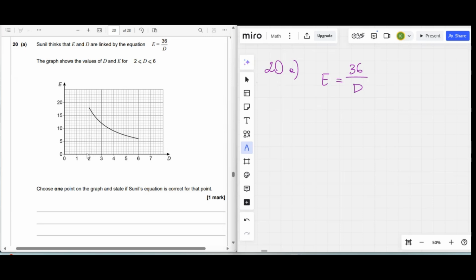Maybe this one for 2. If D is 2, E is 15, 1, 2, 3, 4, 5, 1, 2, 3, 18. Okay? And now let's substitute into our equation. E, 18, should be 36 divided by D being 2. Yeah, 18 is 18. Left equals right. The equation is correct.